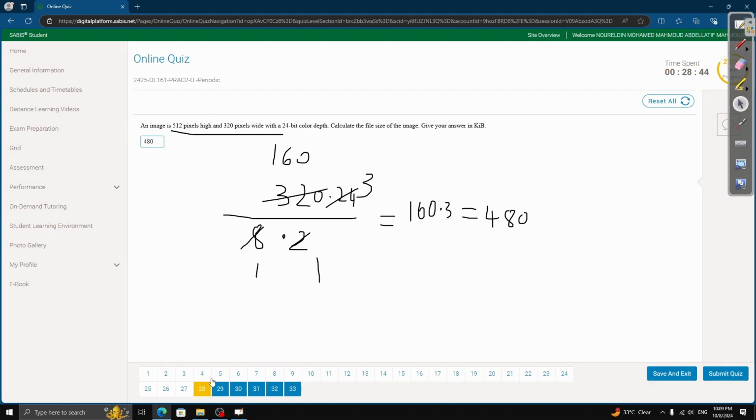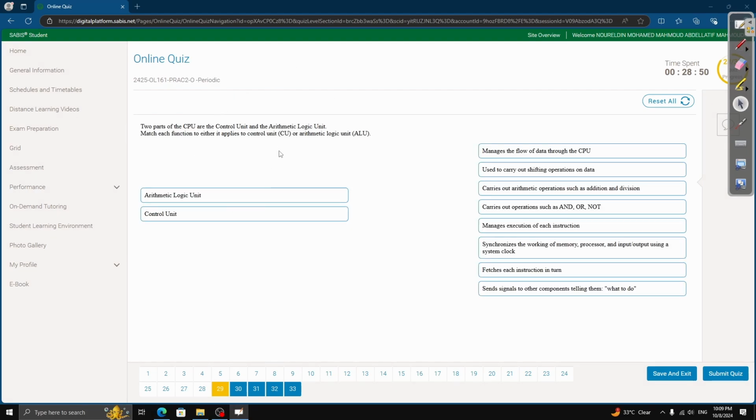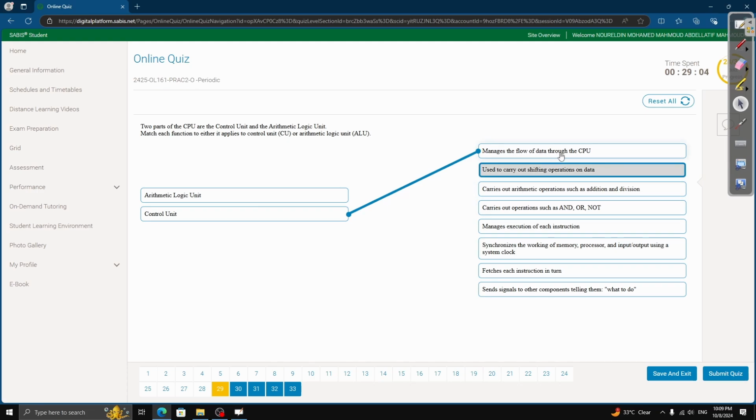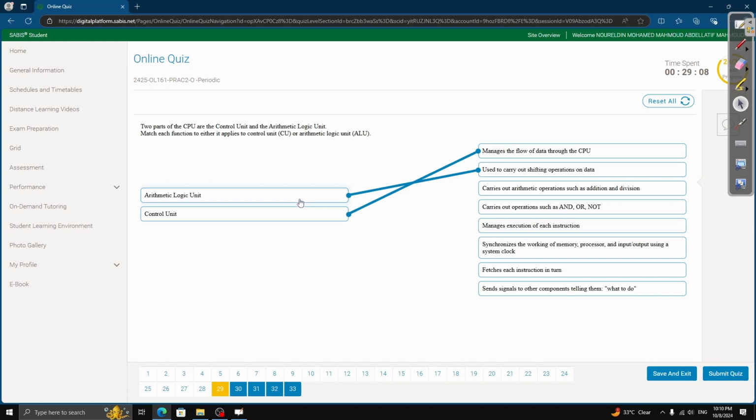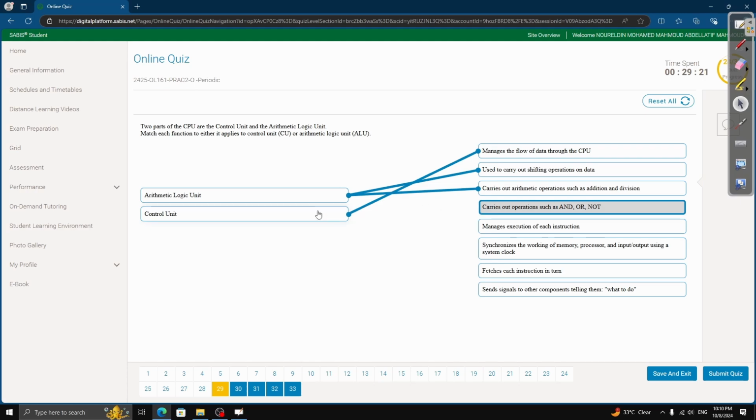kilobytes. The two parts. This one is purely memorization. The control unit manages the flow of data, used to carry out shifting operations on data. This is a type of arithmetic operation, which is the responsibility of the ALU. Carries out arithmetic operations, obviously instantly arithmetic. Carries out operations such as AND or NOT. We'll take this later in computer science, but these are like logic gates. And from the name, logic gates, ALU.